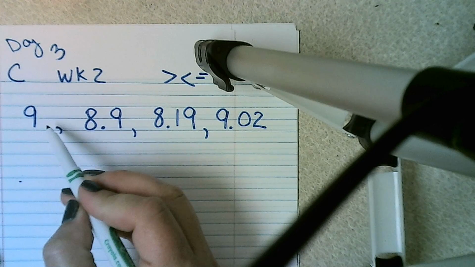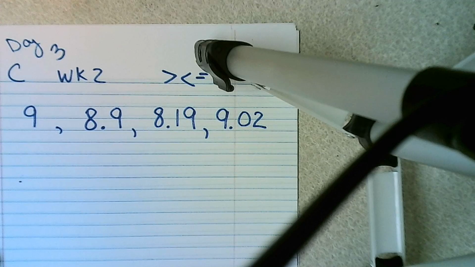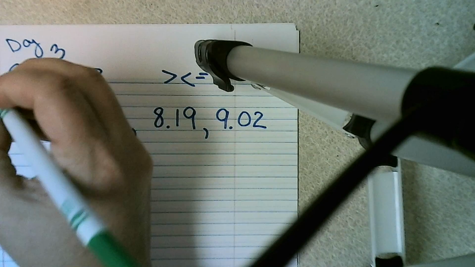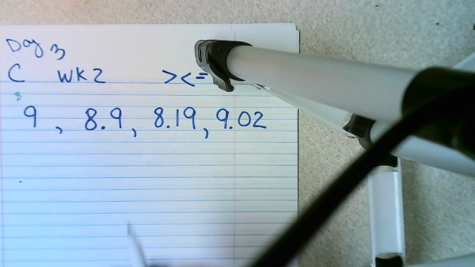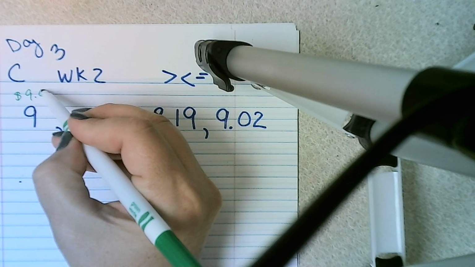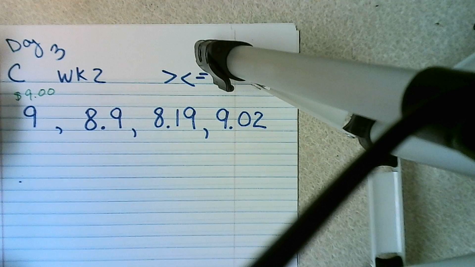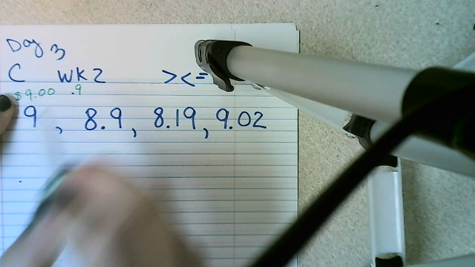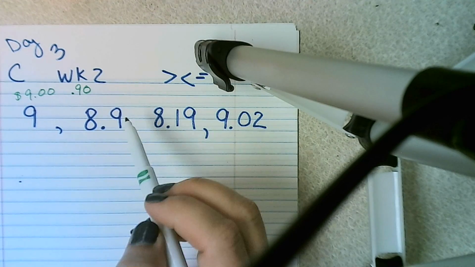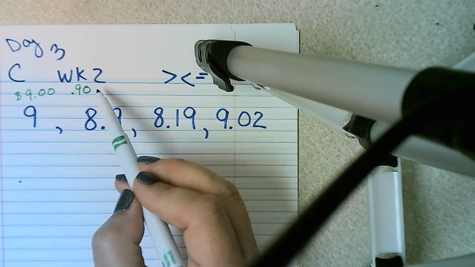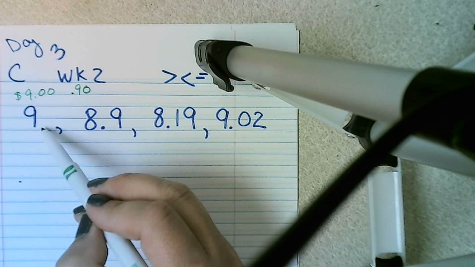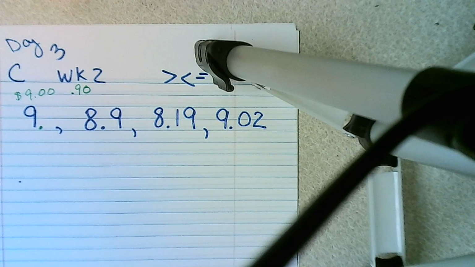I was noticing a lot of people were having problems with whole numbers. All right. If this was $9, we would write 9.00. That's how it doesn't change its value. If we put the decimal in front of it, you're looking at 90 cents. All right. So you have to put the decimal behind it.